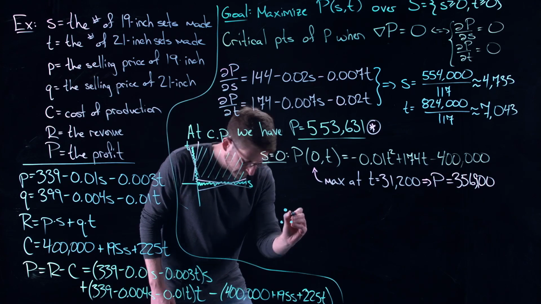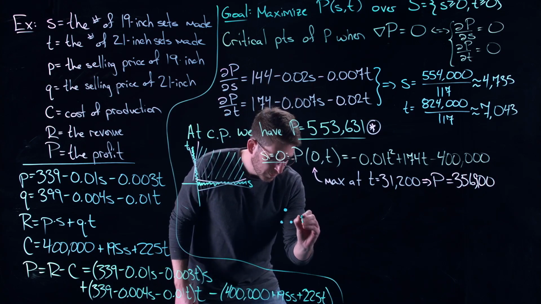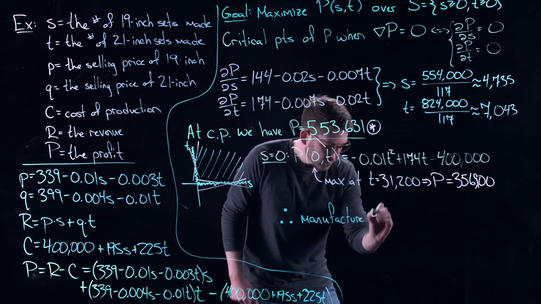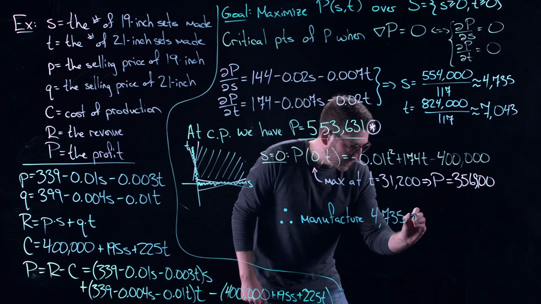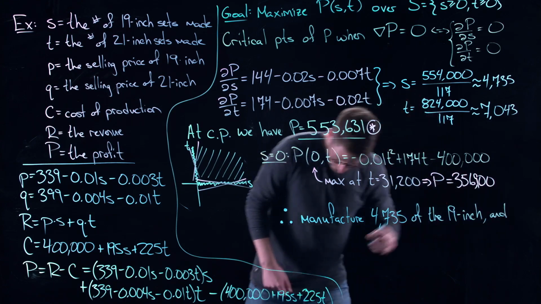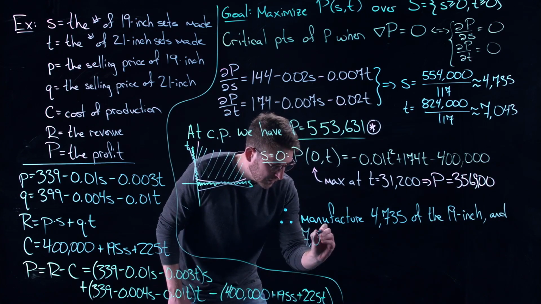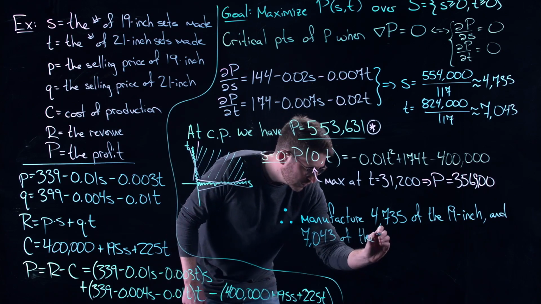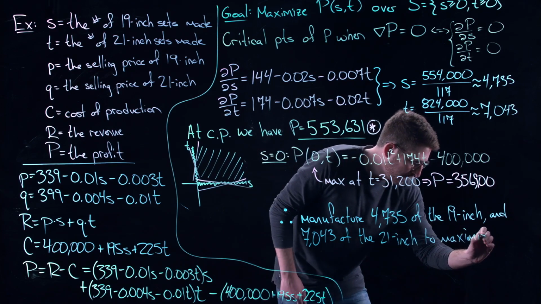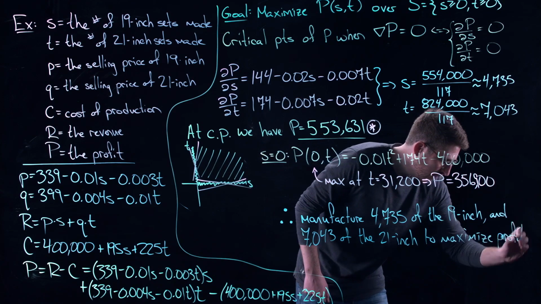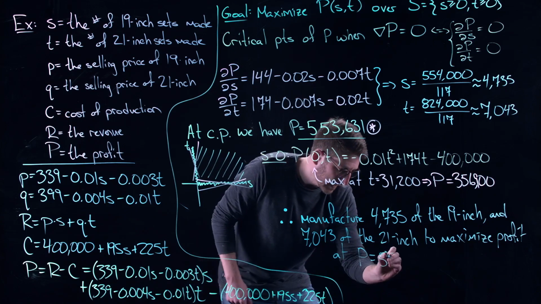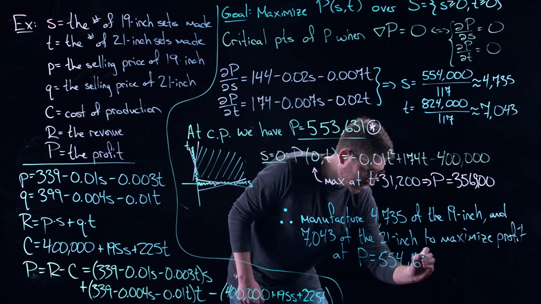So therefore, we should manufacture 4,735 of the 19-inch and 7,043 of the 21-inch to maximize profit, at this profit, about a little over $500,000 in profit if you're doing this as the company.